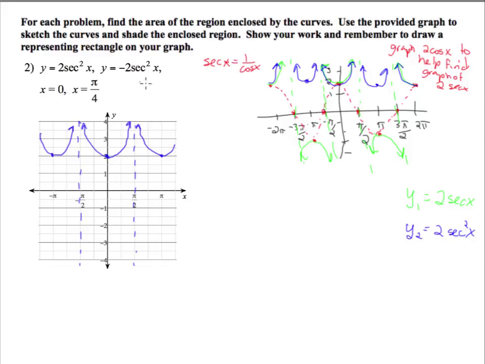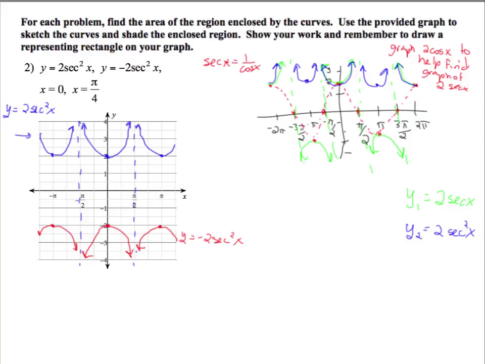Knowledge of transformations, I know y equals negative 2 secant squared of x is the exact same graph of y equals 2 secant squared of x, except the negative reflects it on the horizontal axis. So that means my vertices will now be at negative 2 instead of 2, and our U-shaped graphs will be going down instead of up. So here's what my y equals negative 2 secant squared of x graph should look like.